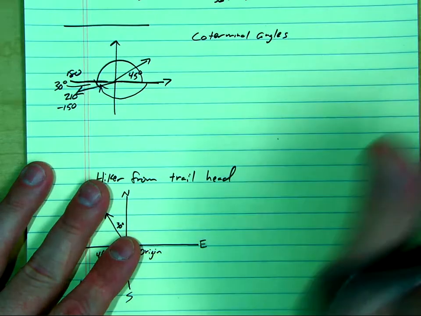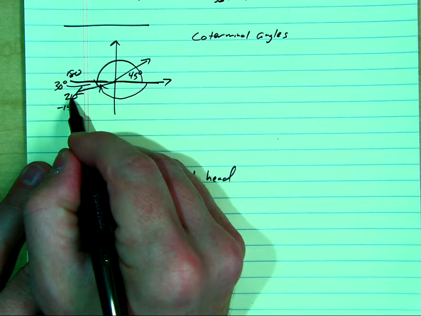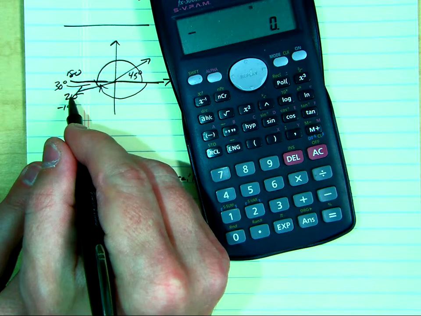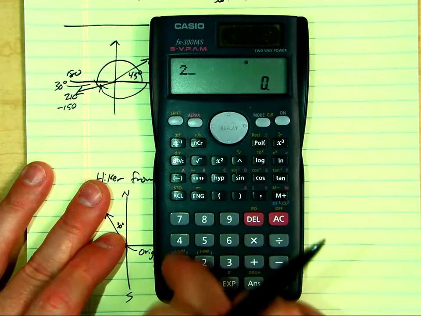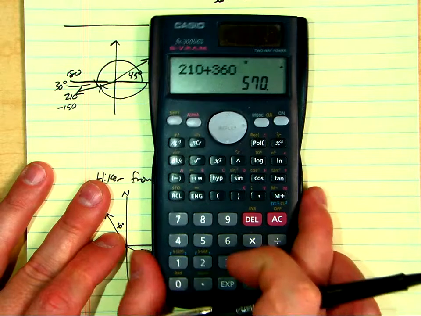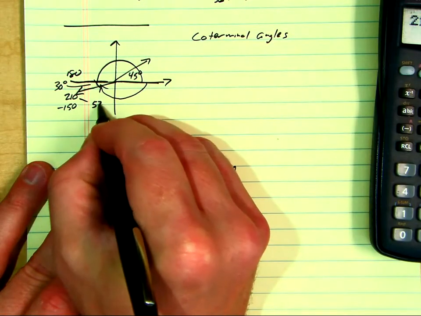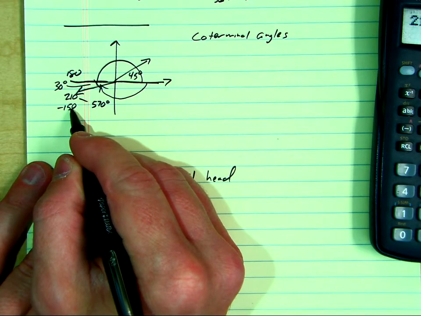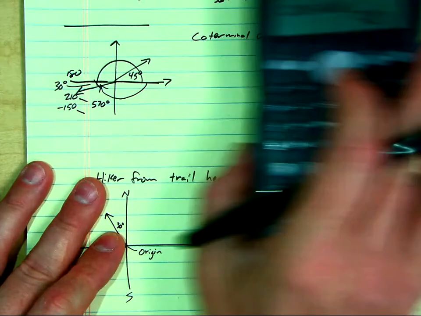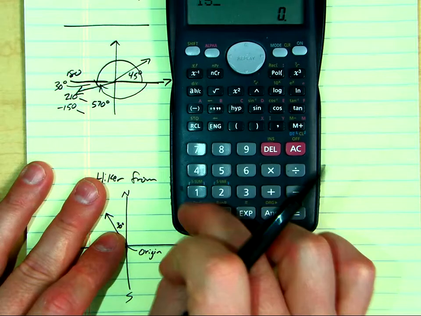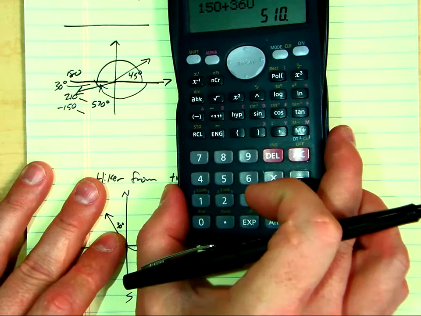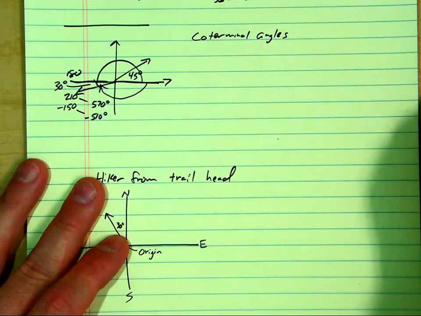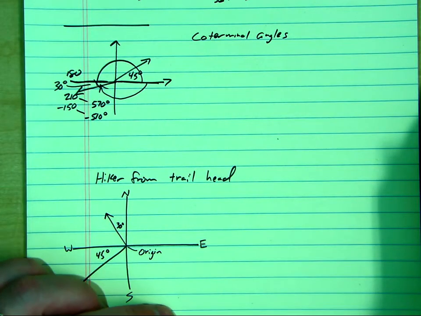Now, how do I find a positive angle that's greater than 360? All you do is add your first positive angle, 210, plus 360, and you figure out this is also 570 degrees. How do I find a negative angle that's greater than 360 negative? Wouldn't I go 150 plus 360 and just make it negative? Yeah, negative 510 degrees.